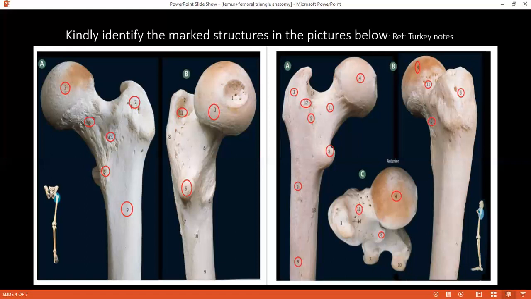What are the muscles which are responsible for the abduction of the hip joint? Abduction of the hip joint is by the abductors of the hip, namely? The adductor longus, adductor magnus. Adductor longus, magnus, and brevis.